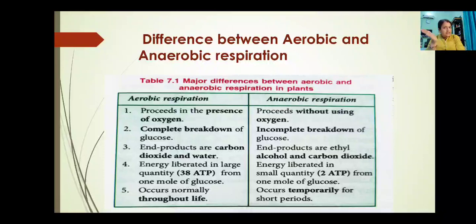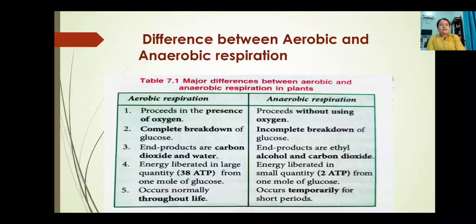Aerobic respiration, on one side, proceeds in the presence of oxygen, whereas anaerobic respiration proceeds without using oxygen. Oxygen is involved here, whereas oxygen is not involved there. Okay, complete breakdown of glucose, there incomplete breakdown of glucose. Here the end products are carbon dioxide and water, whereas in anaerobic respiration the end products are ethyl alcohol and carbon dioxide. Now once again, energy liberated in large quantity, as I already told, 38 molecules of ATP is produced from 1 mole of glucose, whereas here energy liberated in small quantity, that is 2 ATP, only a very little amount of energy is released from 1 mole of glucose.